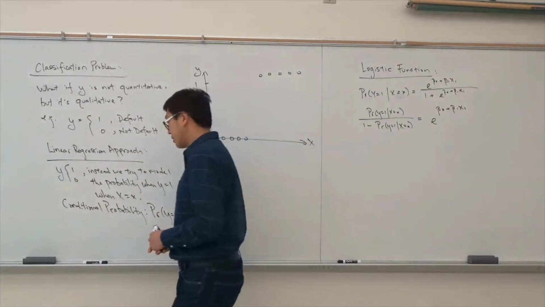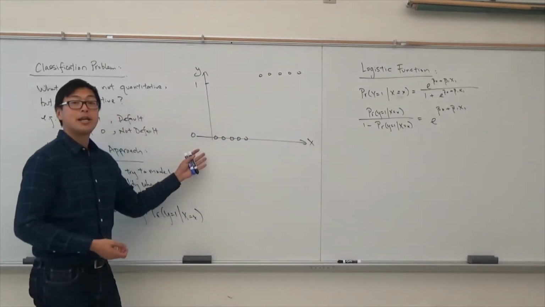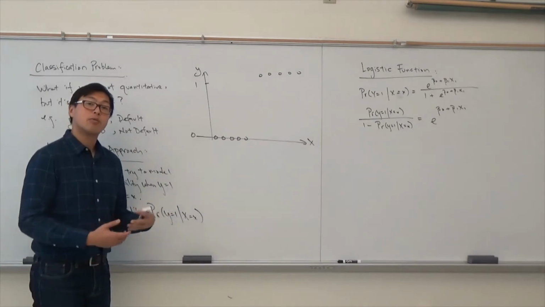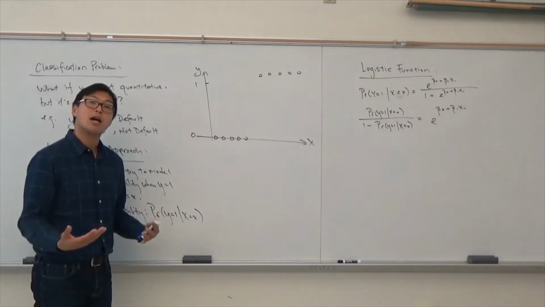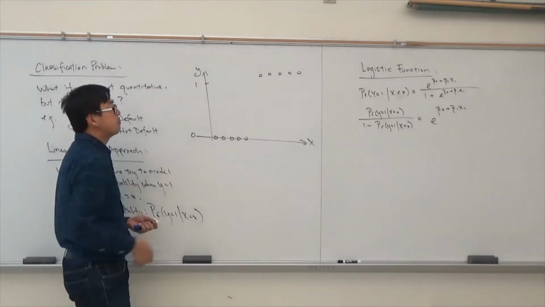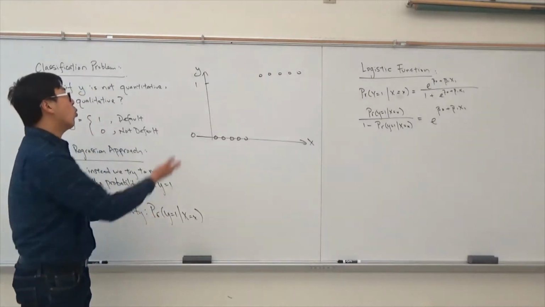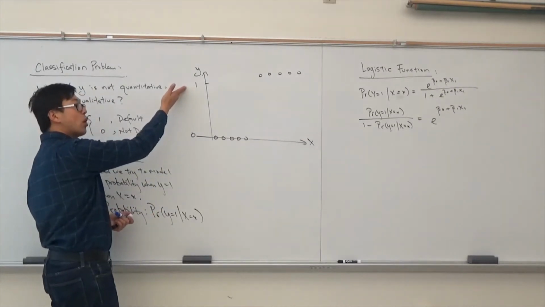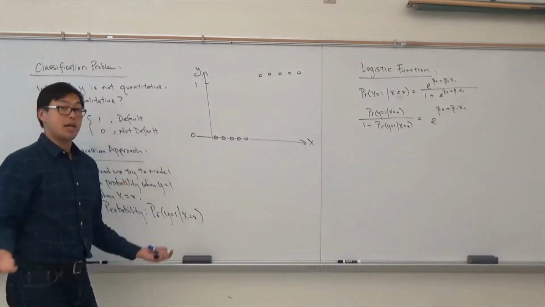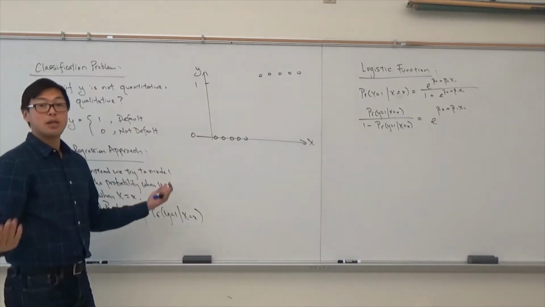Let's say, for instance, we have a graph right here that demonstrates how the data points are scattered between x and y. We see y can only take the value of either 1 or 0. It doesn't have any other value between or beyond it.